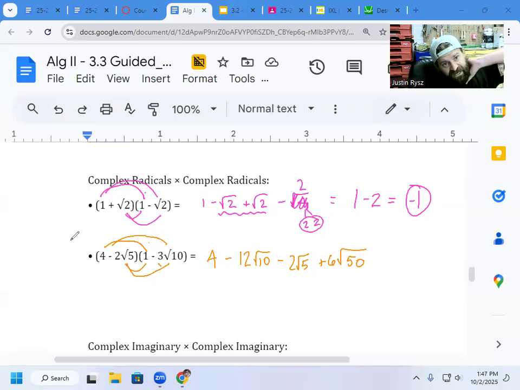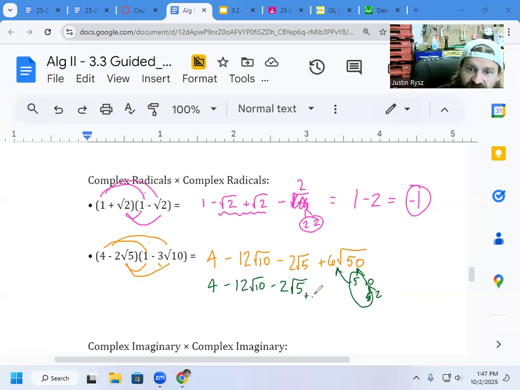All right, so let's see. Can we break any of these down? No, we can't break down the 4. 12 radical 10, 10 is just 5 and 2, so that doesn't break down. 5 is 5. Okay, what about 50? 50 is 5 times 10, and that is 5 times 2. We can actually multiply this 5 out in front, and we get a 30 radical 2. Man, we broke out all the radicals. None of them are the same. We can't combine them. So this long answer is just the answer. And that's what happens sometimes.